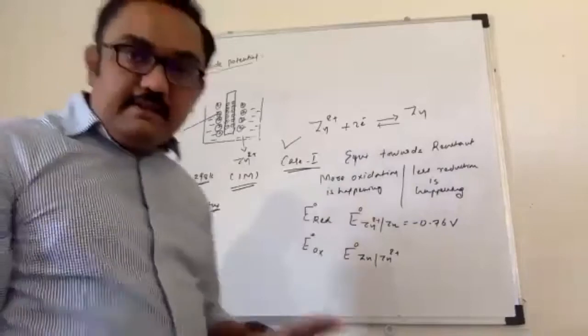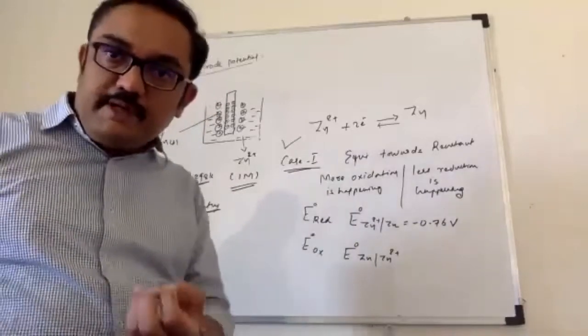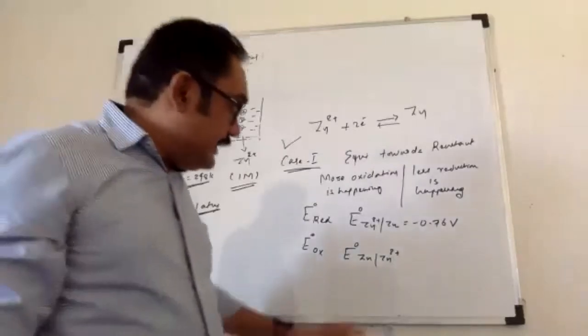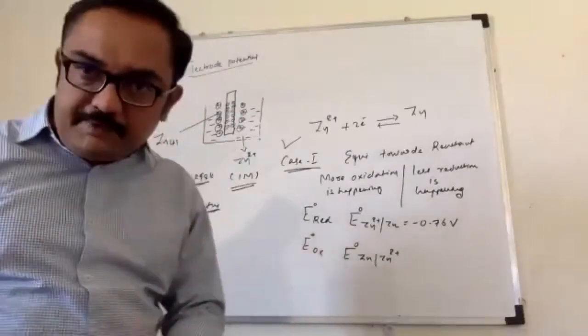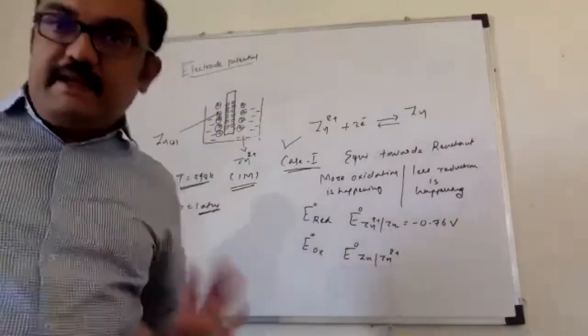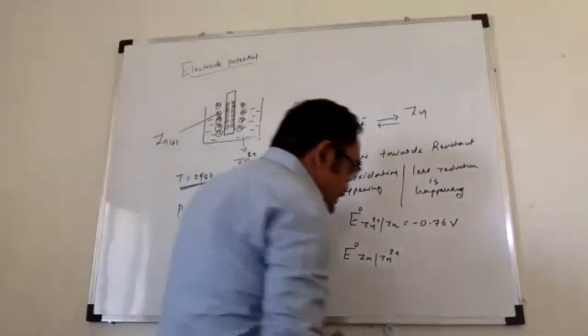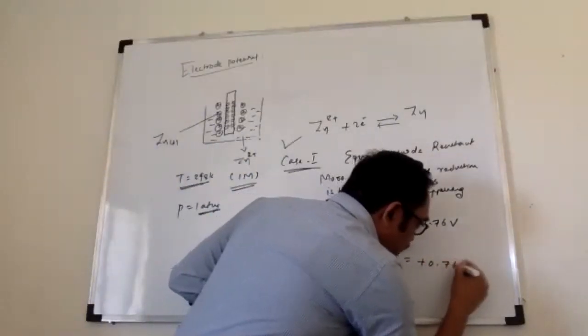Zn has less tendency to undergo reduction. When it comes to reduction, the tendency of Zn is less. The standard oxidation potential of any half cell has exactly the same value with the opposite sign. So the standard oxidation potential of Zn is 0.76 volt.